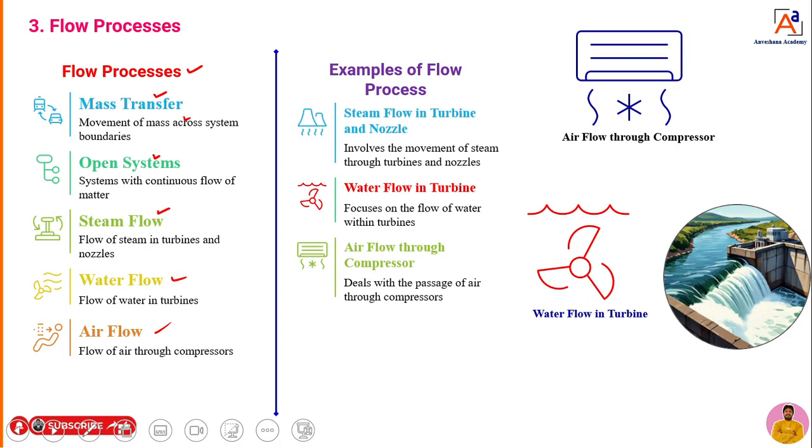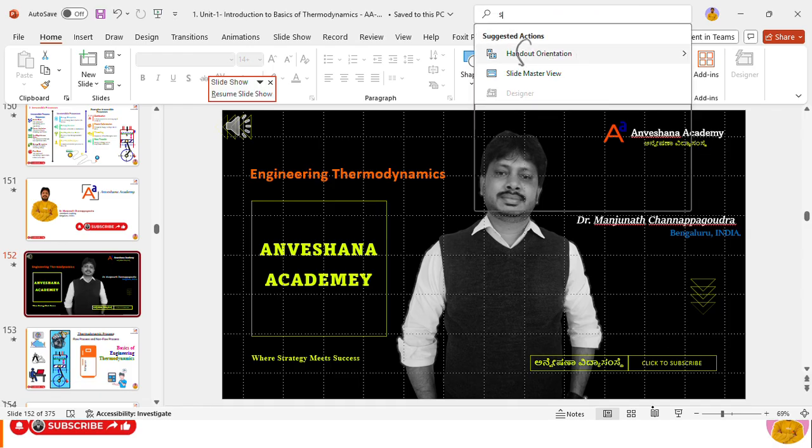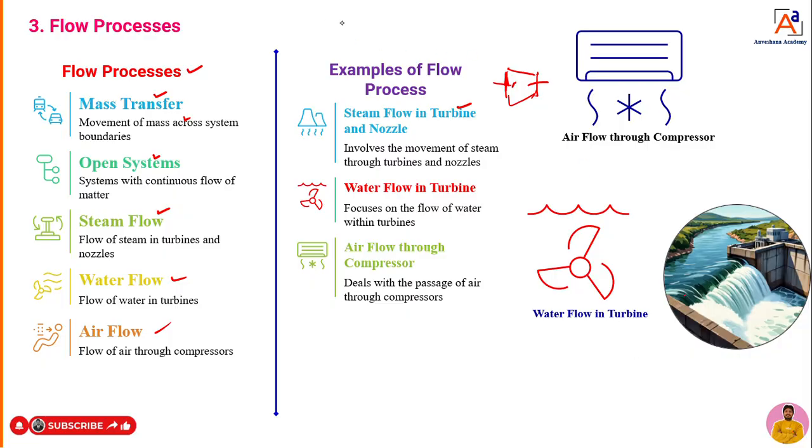Now, examples for flow processes, what you can see? Steam flow in a turbine and nozzle. That means what, dear students? You can take it here now. Assume that steam is entering and it is leaving. That means what? Steam enters and it is leaving. You can assume that this nozzle is a system in which steam enters and steam exits.